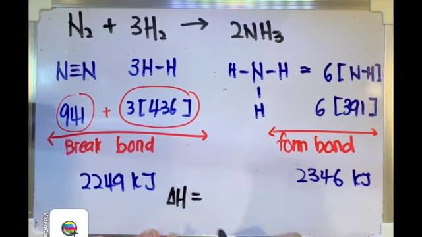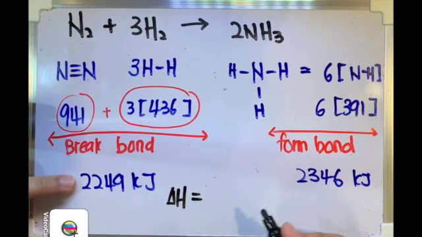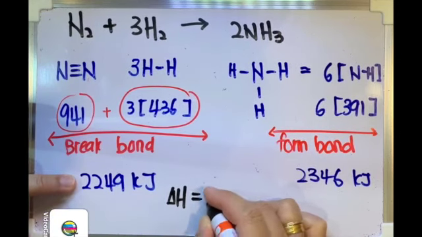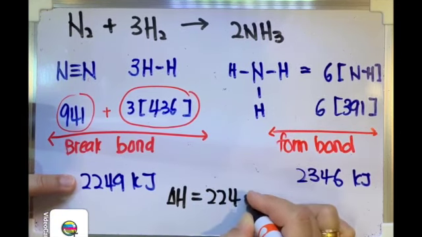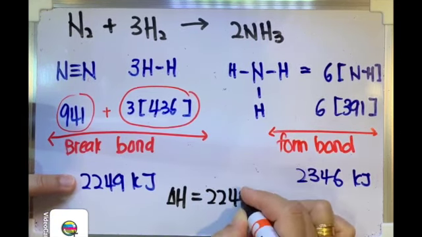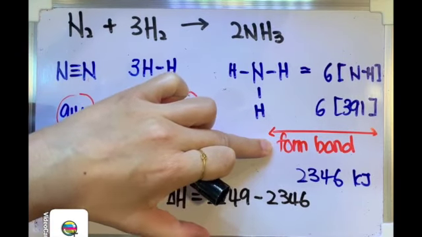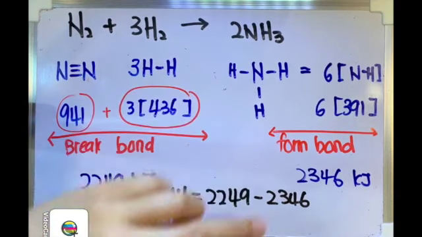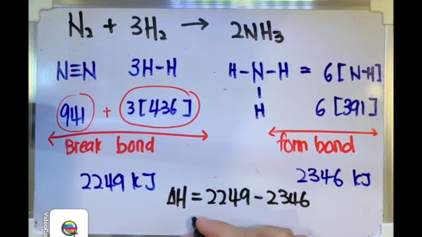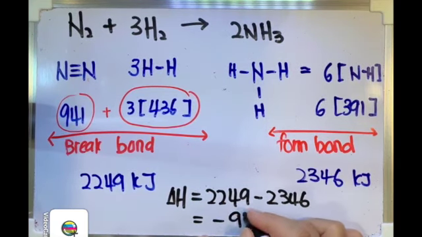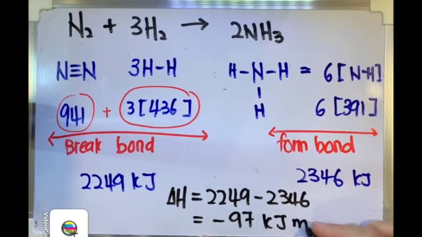Last step is the calculation for the heat enthalpy. What are we going to do? We will take the total amount of energy to break the bonds, minus the total amount of energy that is released during the formation of chemical bonds. And we will get a final amount of negative 97 kilojoules of energy.